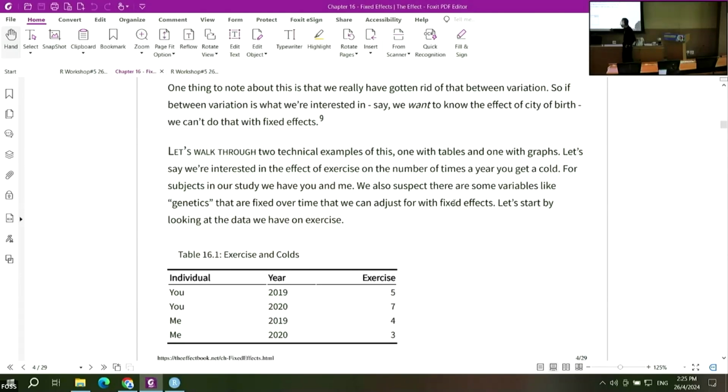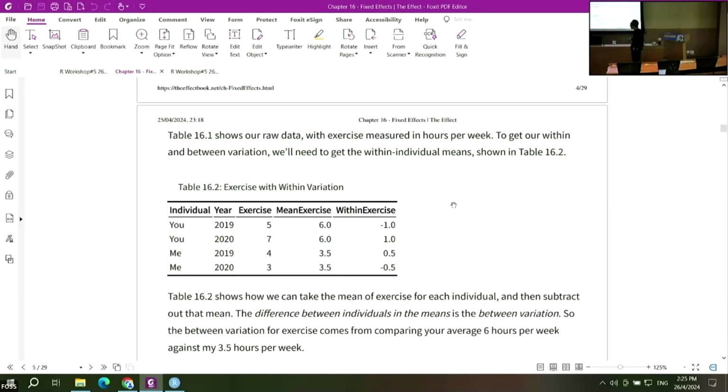So your individual level variables are going to be you and me, or a third person, or you could add more, but this is just to simplify to two people. You have two years, 2019 and 2020. Okay, you have the number of exercises that you do. All right, so this is kind of giving you baseline level descriptive statistics.